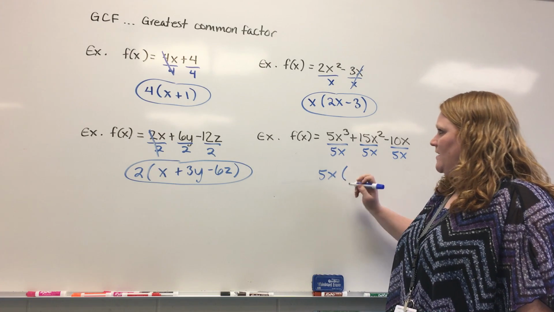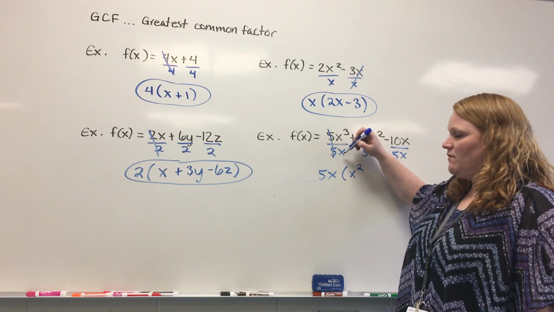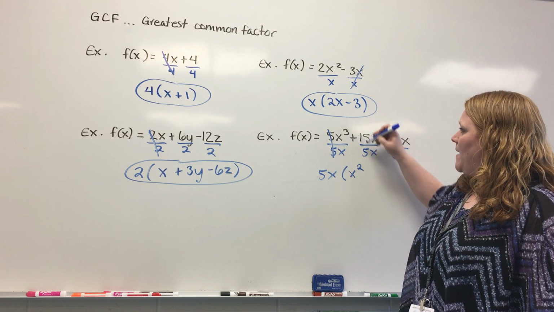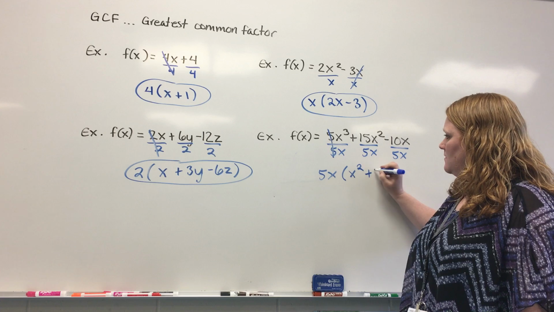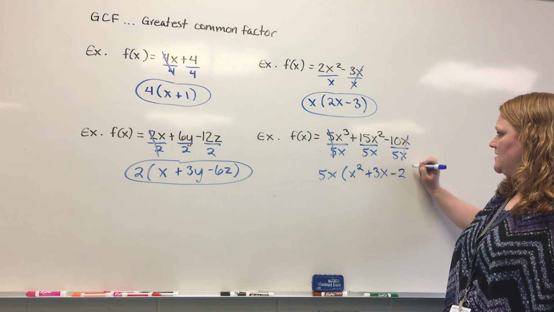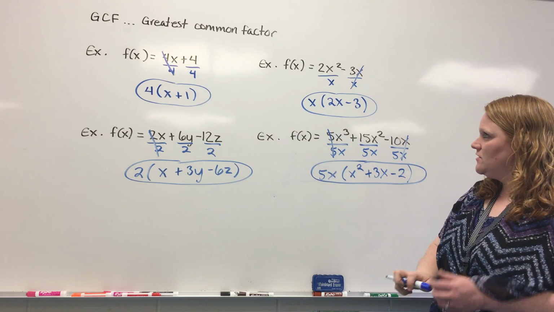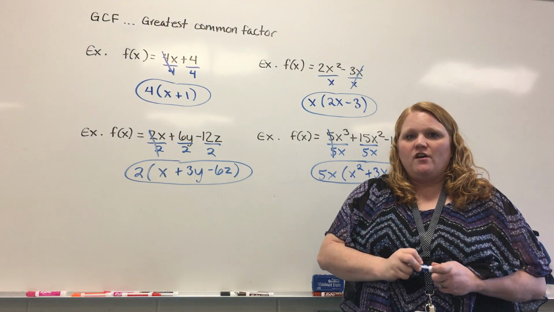Don't drop it. And then we're left with an x squared because x cubed over x is x squared, a positive 3x, and then a minus 2 because the x's cancel. And so both of those are factors. All right, so that's factoring out a GCF.